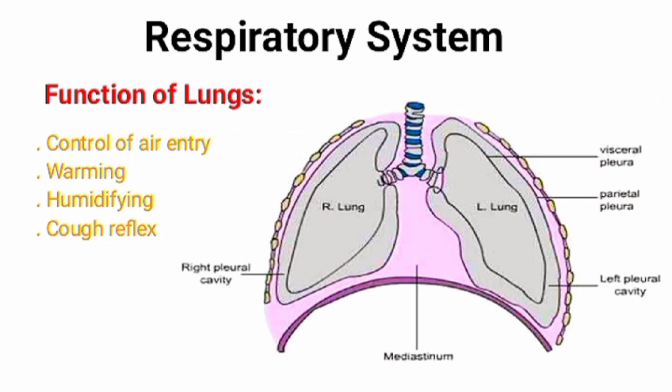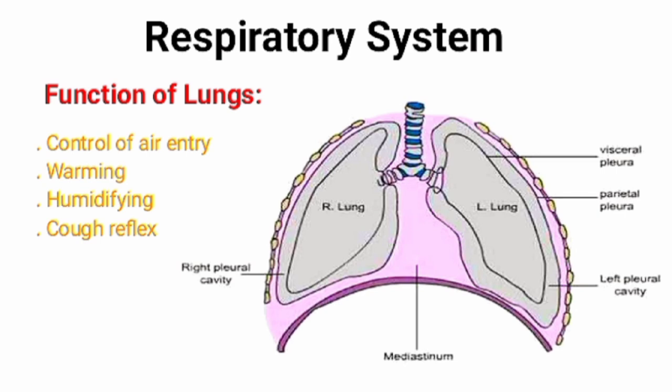Now the lungs. There are two lungs, one lying on each side. The length of the lung is 20 to 24 centimeters. The color is pinkish. There are three lobes in the right lung and two lobes in the left lung. Lobes are separated by fissures. The area between the lungs is the mediastinum.